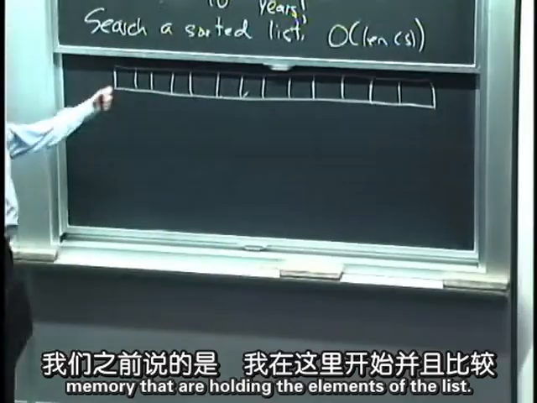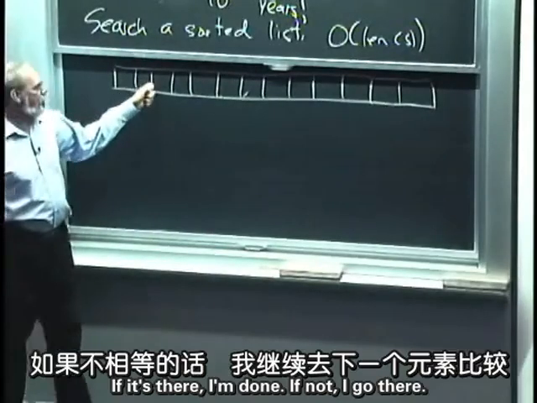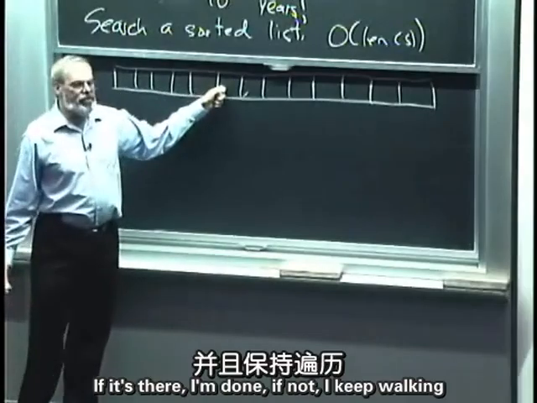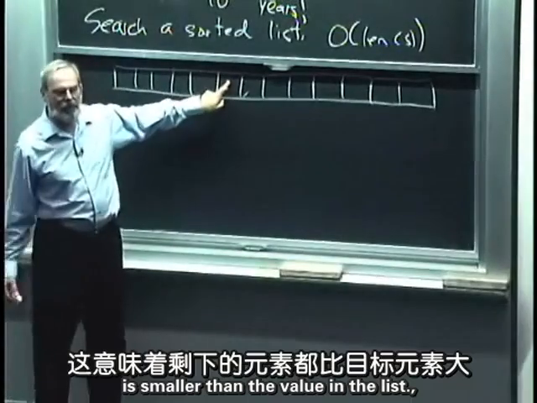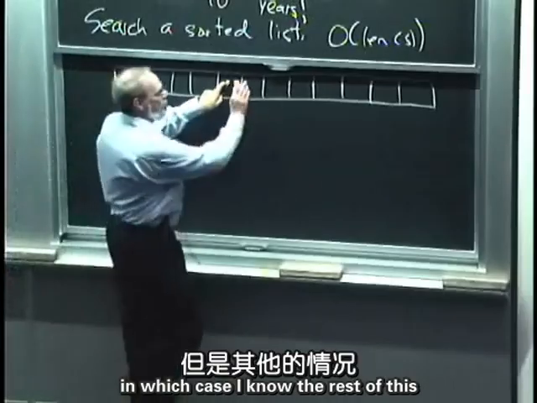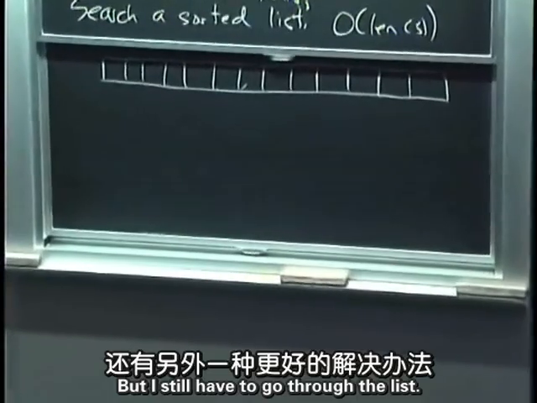What we've been saying is I start here and look. If it's there, I'm done. If not, I go there. If it's there, I'm done. If not, I keep walking down, and I only stop when I get to a place where the element I'm looking for is smaller than the value in the list, in which case I know the rest of this is too big and I can stop. But I still have to go through the list.